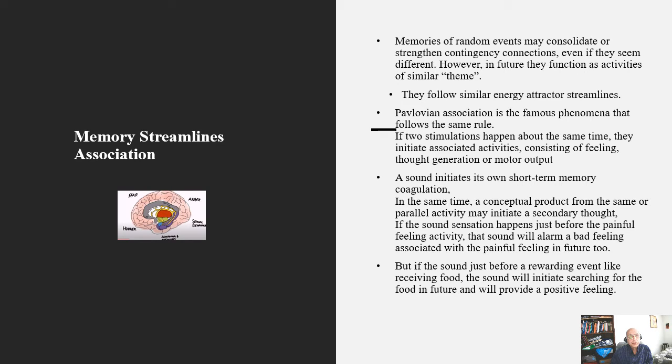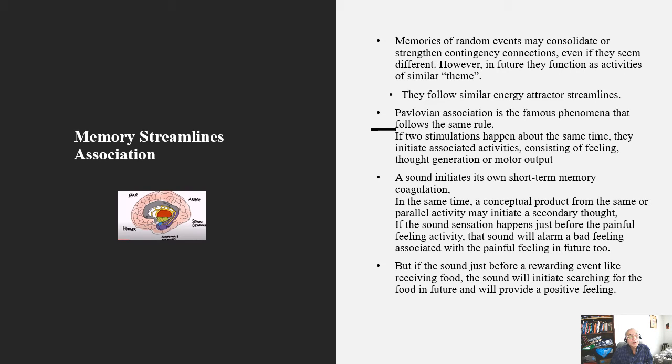Pavlovian association is the famous phenomenon that follows the same rule. If two stimulations happen at about the same time, they initiate associated activities consisting of feeling, thought generation, and motor output. Sound initiates its own short-term memory. At the same time, a conceptual product from the same or parallel activity may initiate a secondary thought.